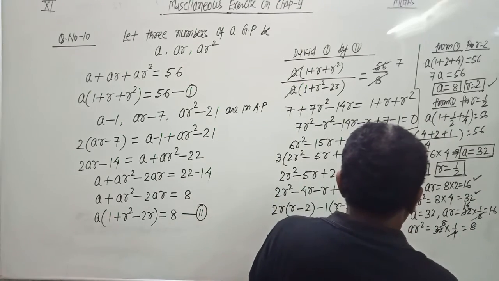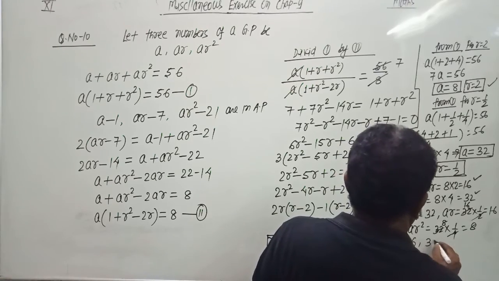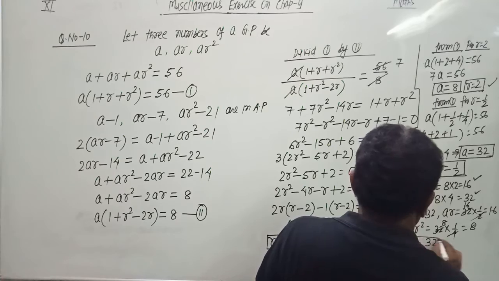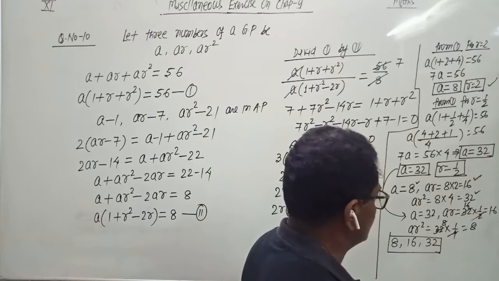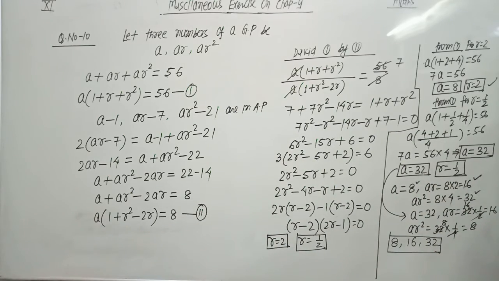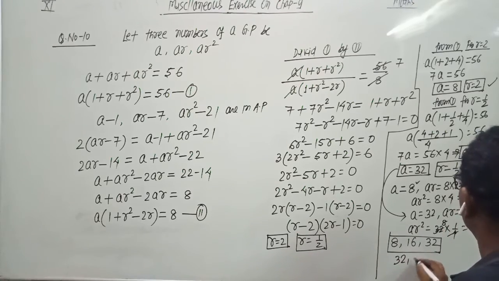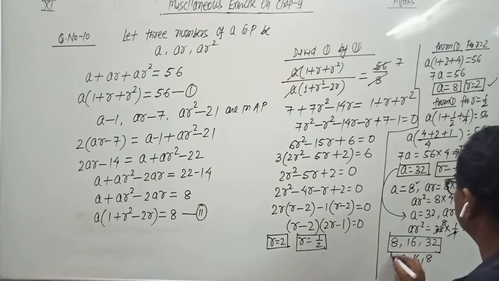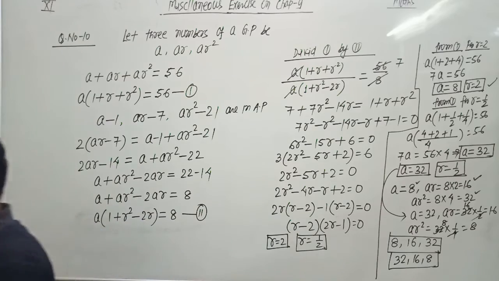So three sequences: the value of a is 8, the value of ar is 16, and the value of ar square is 32, when we take a equals 8 and r equals 2. When we take a equals 32 and r equals 1 by 2, we get the three terms 32, 16 and 8. So the three numbers are 8, 16 and 32.